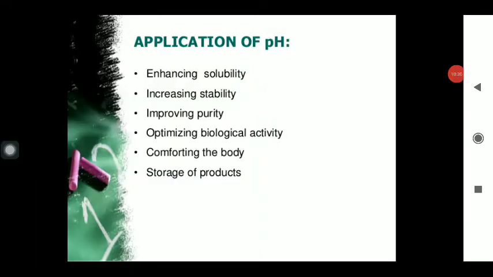Now we will discuss some of the applications of pH. Whenever the pH scale is used, you can enhance the solubility, increase the stability of the compound, improve the purity level, optimize the biological activities, and this comforts the body and helps storage of the product. So this pH is very important. You can take some examples.